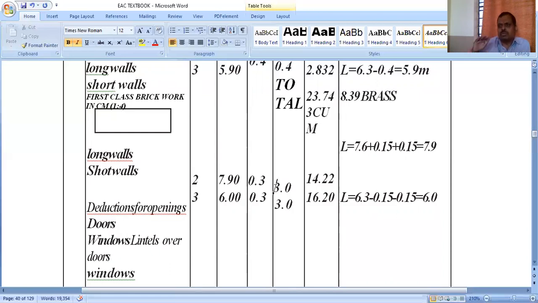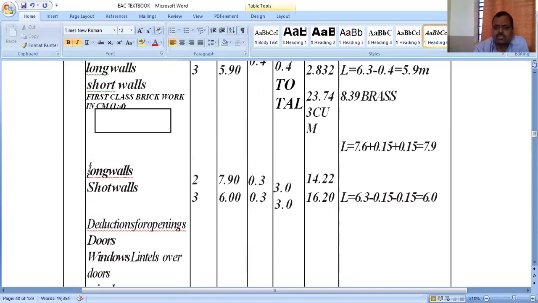So brickwork will be from plinth to the bottom of the beam or bottom of the slab. Now they have given us 3 meter as the height of the total brickwork. Accordingly, you just have to go on calculating the quantities. Now these are the long wall and short wall. First of all, we are going to see the length of the long wall. How to calculate the length of the long wall? Again, we have to use the same formula. What is it? It is center to center distance plus 1 width of item.